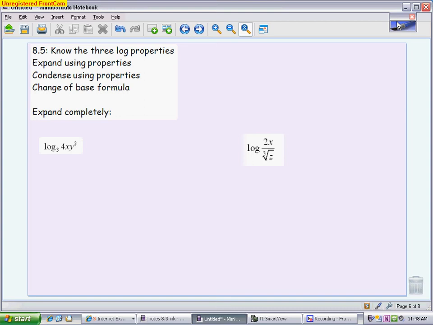You can do them in several steps. It's really your comfort level. I'll try to go kind of slowly as we go through, but if you can go faster, that's fine. So when I expand this, everything here is being multiplied. So I'm going to write it as the log base 3 of 4, and then plus the log base 3 of x, and then plus again the log base 3 of y squared. So I'm first expanding all of the pieces that are being multiplied into three addition pieces.